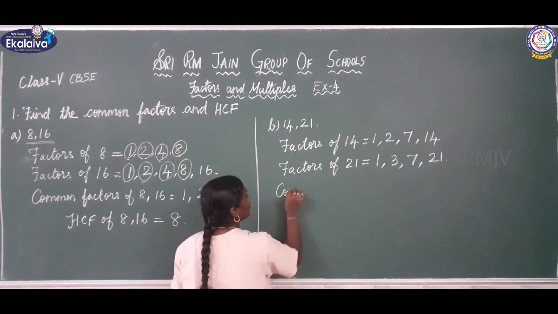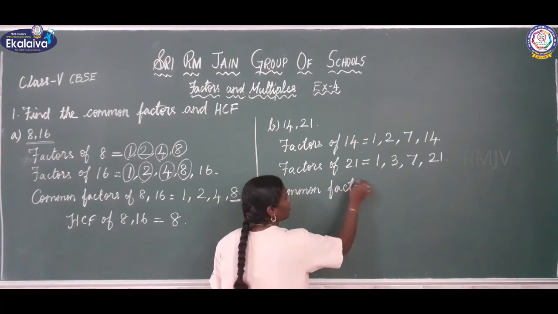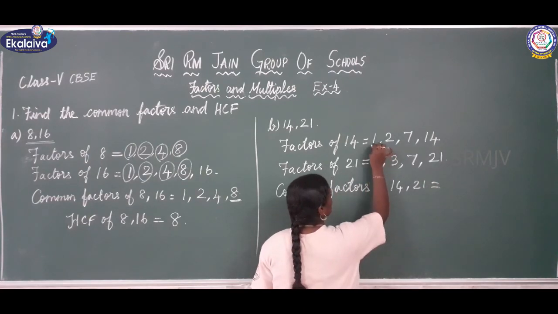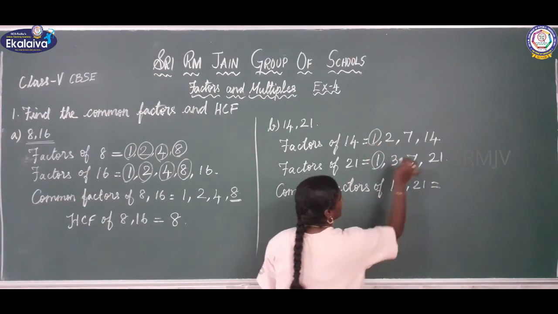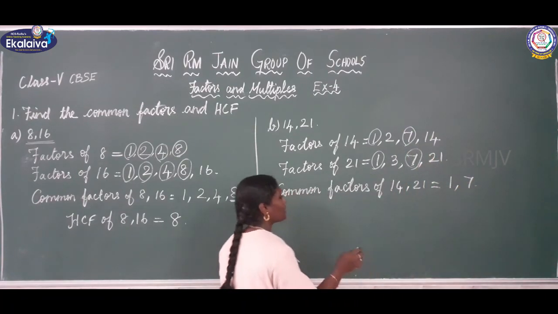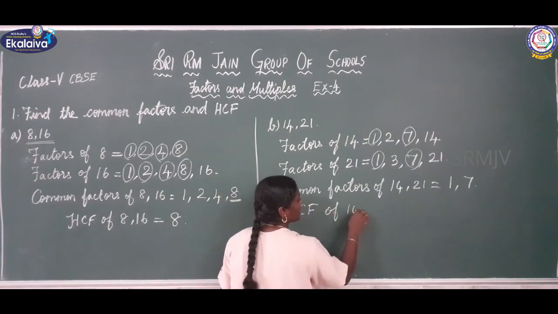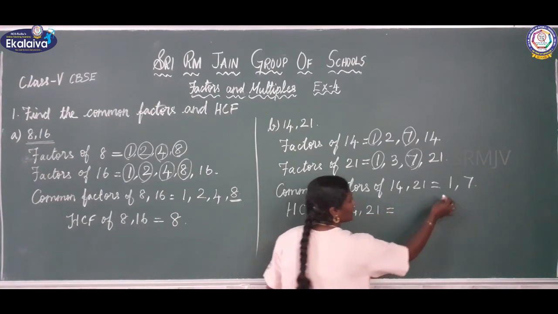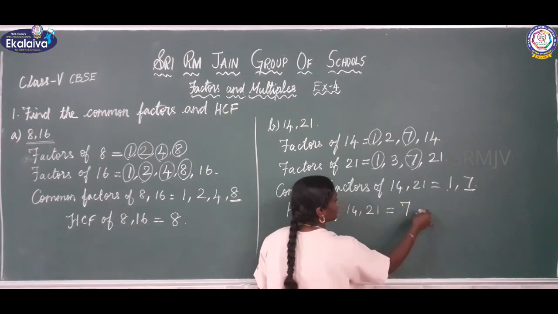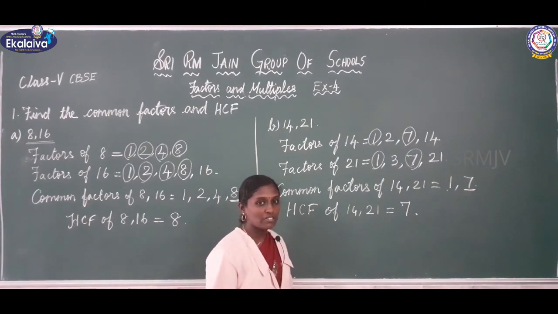Now we have to find the common factors of 14 and 21. Which are the common here? 1 and 7. Only two common factors, 1 and 7. Now we have to find the highest common factor, HCF of 14 and 21. Here among these common factors, which is highest? 7. So 7 is the highest common factor of 14 and 21. Is it clear, children?